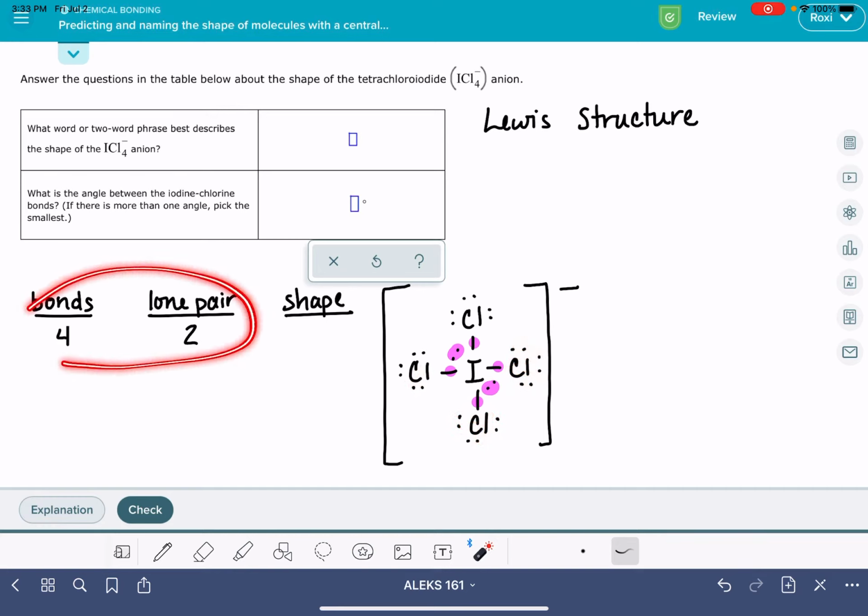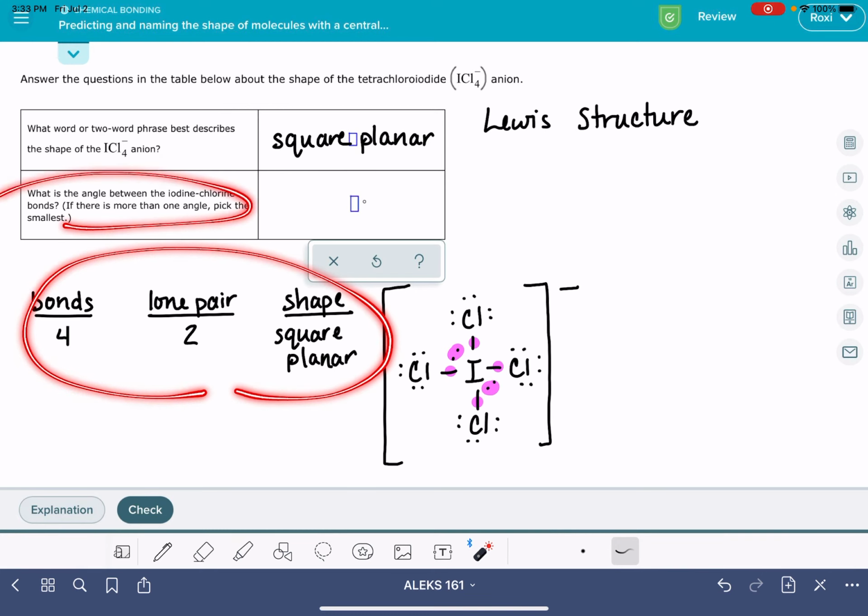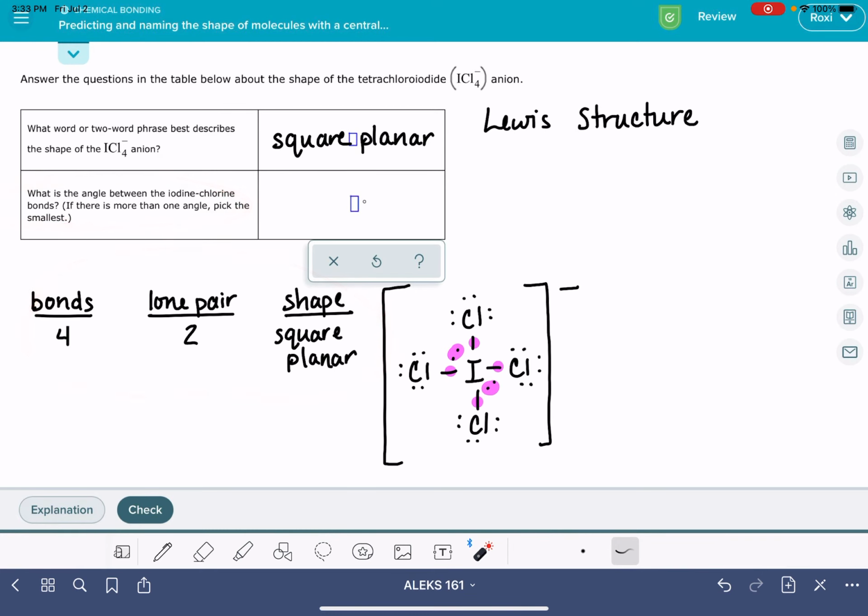So if you look this up in a table, a molecule that has 4 bonds and 2 lone pairs, you're going to find a shape that is described as square planar, and that's what we want to enter in here. In the data table that you're referencing, you're also going to see bond angles. That's also included in this data table. And so for square planar, that's a 90-degree bond angle.